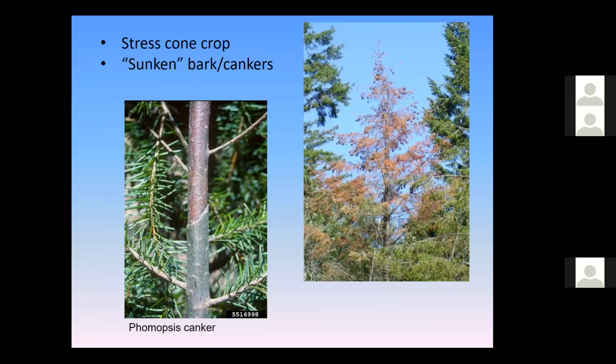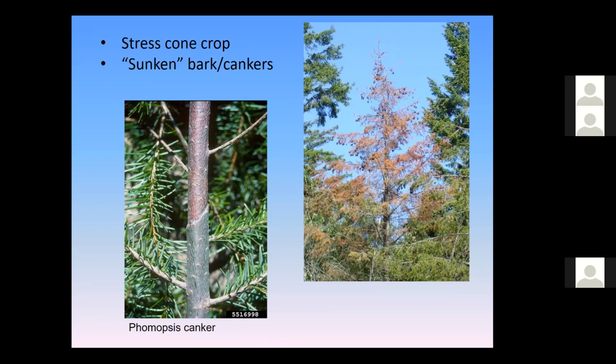Other things to look for that can be related to drought, but other things as well. Stress cone crop, photo on the right. When a conifer is dying, its instinct, so to speak, is to reproduce itself. And so it will put on a lot more cones than might be normal.